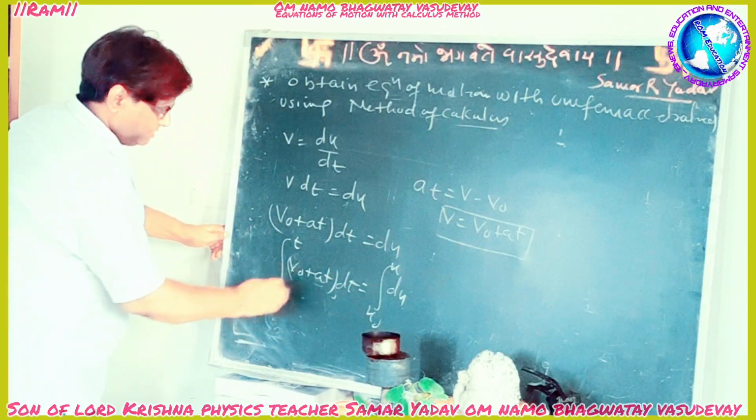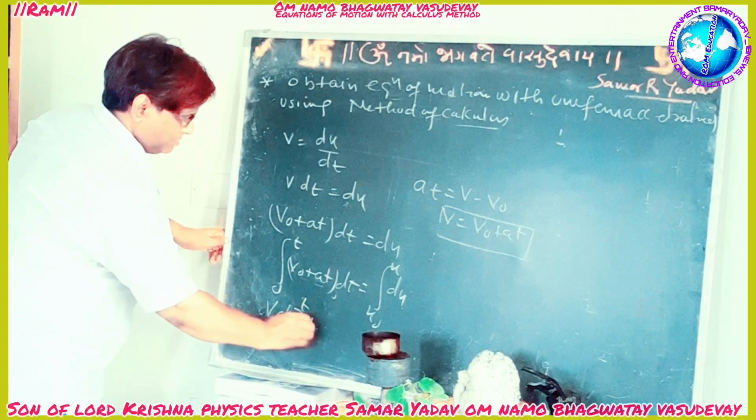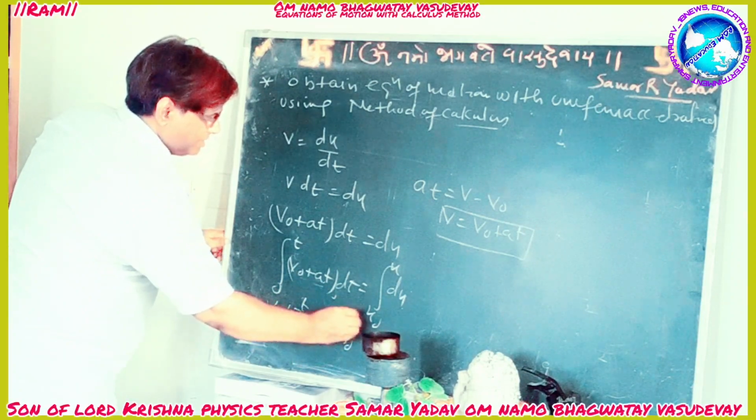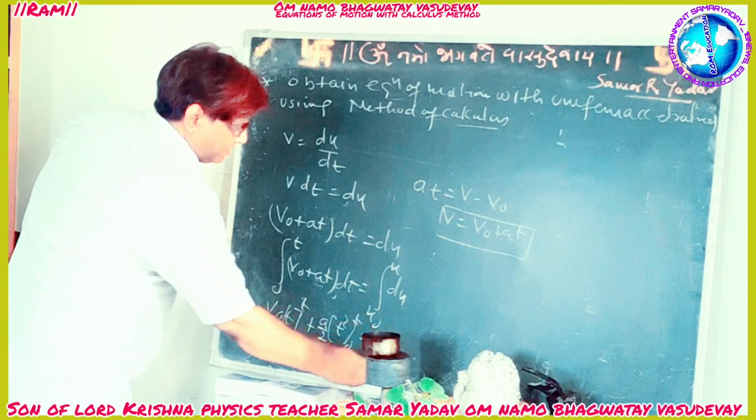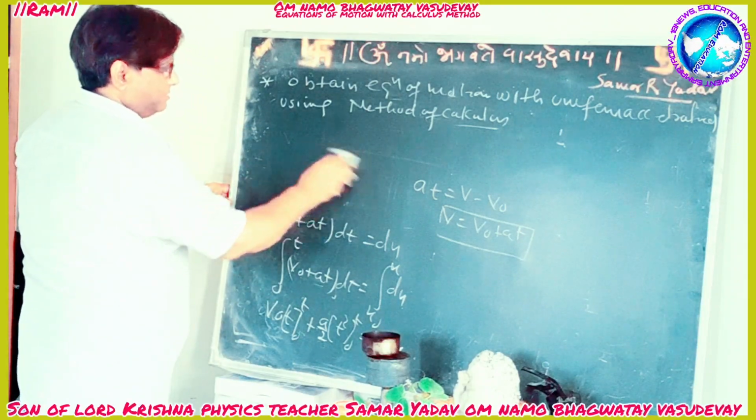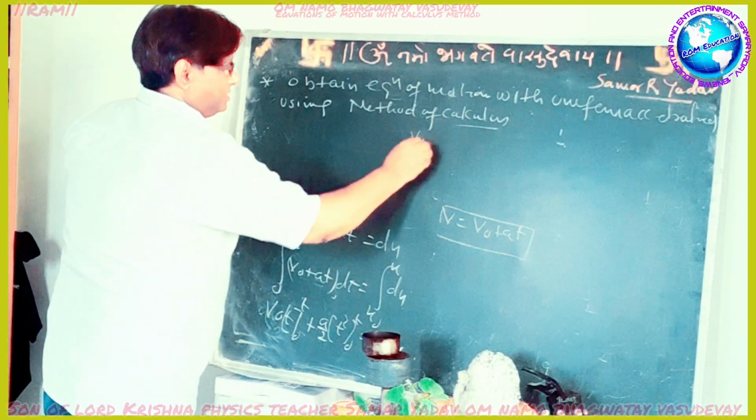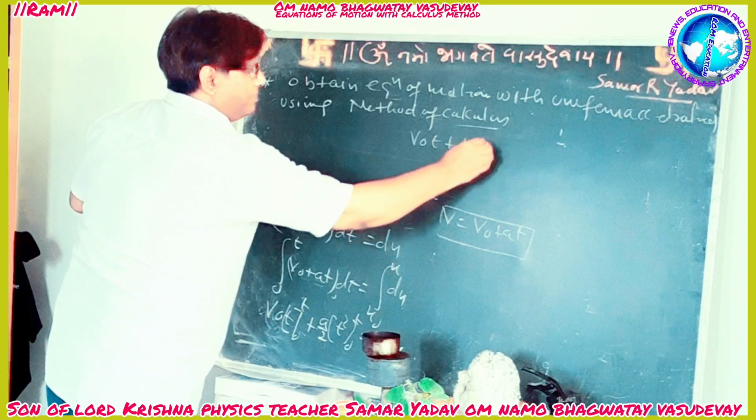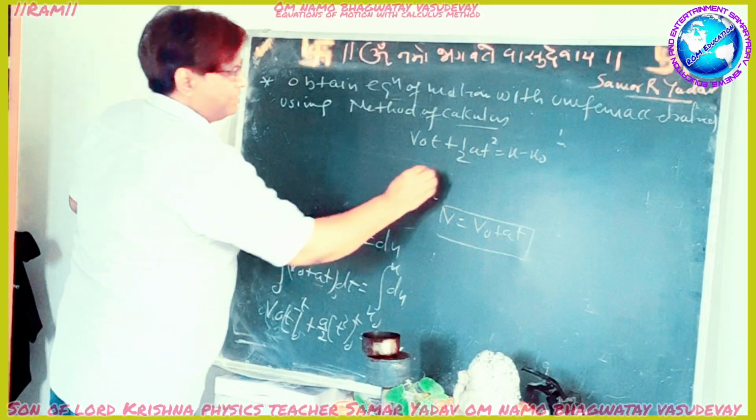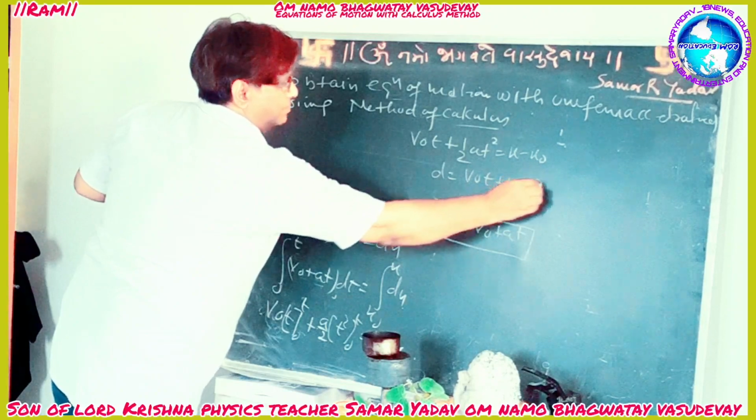Now integration of 1 is t, so v0t, limit 0 to t, plus a by 2 into t square by 2, limit 0 to t, is equal to x, limit x0 to x. Simplifying, we will get v0t plus 1/2 at square is equal to x minus x0. x minus x0 is d, so finally d is equal to v0t plus 1/2 at square.